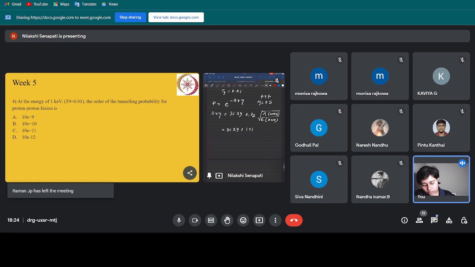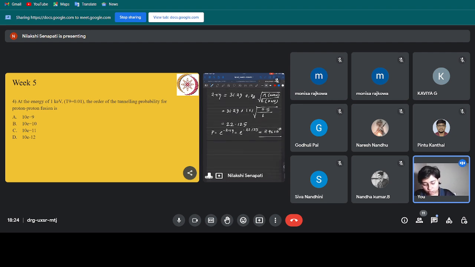All right, so that is the thing. Then the 0.5 and E is 1. So if you calculate, you will get 2.125. That is the 2 pi eta. Now probability P is equal to e to the power minus 2 pi eta, that is equal to e to the power minus 22.125, and 2.46 into 10 to the power minus 10. That is the order of 10 to the power minus 10. So what is the answer? The answer is option B, 10 to the power minus 10 order.